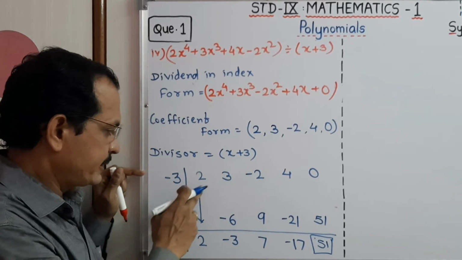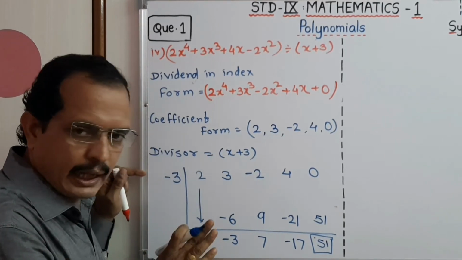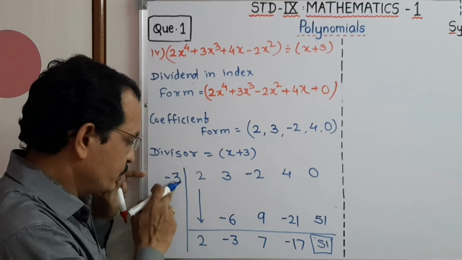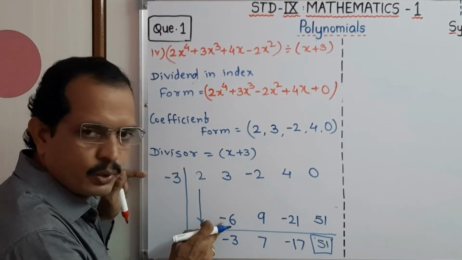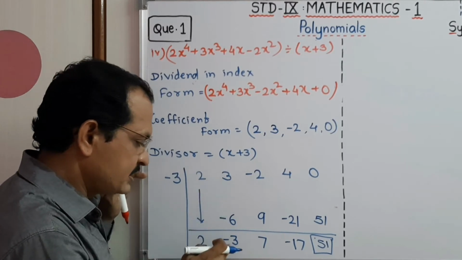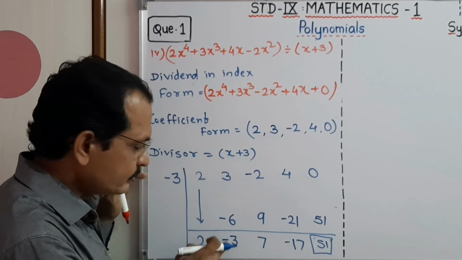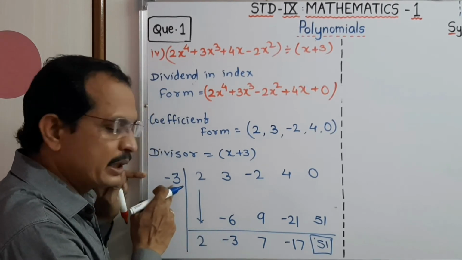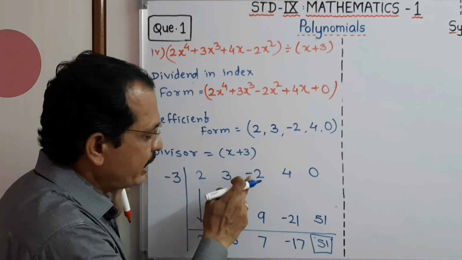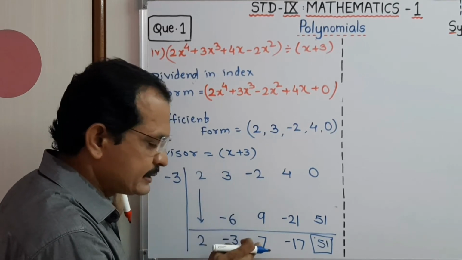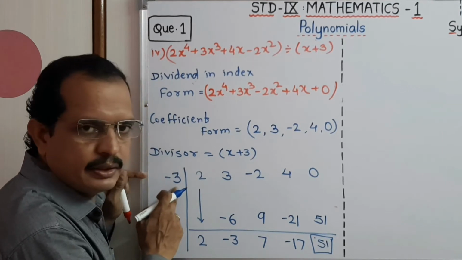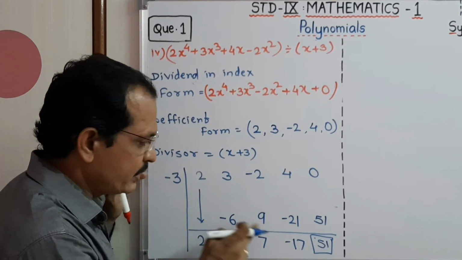See, again I explain this. 2 we have to write as it is. Multiply this minus 3 with this 2, it is minus 6, that we have to write over here. 3 and minus 6, it is minus 3. Again this minus 3 multiplied with this minus 3, then it is 9. Then minus 2 and 9, here it is 7. This 7 is multiplied with this 3, it is minus 21.